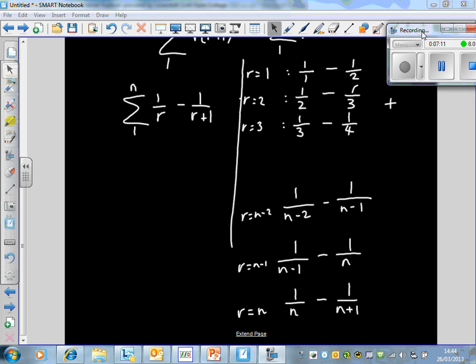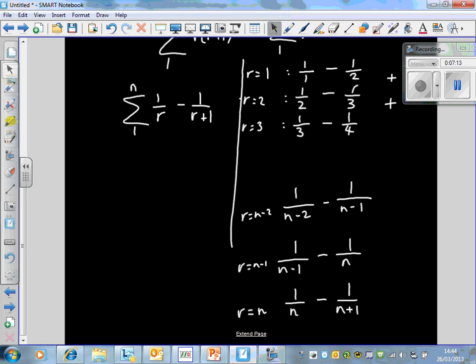Now, remember, we're adding all of these terms up because it's a sum we're trying to work out. This is one of the most elegant methods you're ever going to find. What happens? Can anybody describe what's going to happen? Regan. It's going to be 1 minus 1 over n.